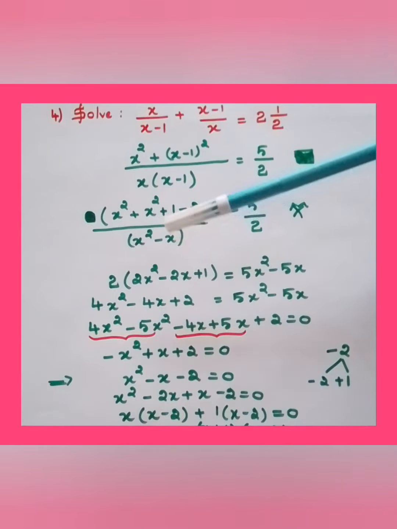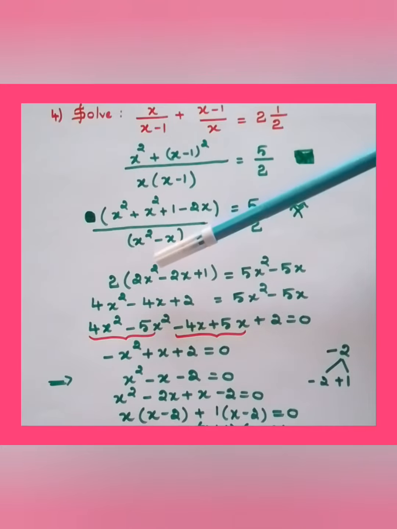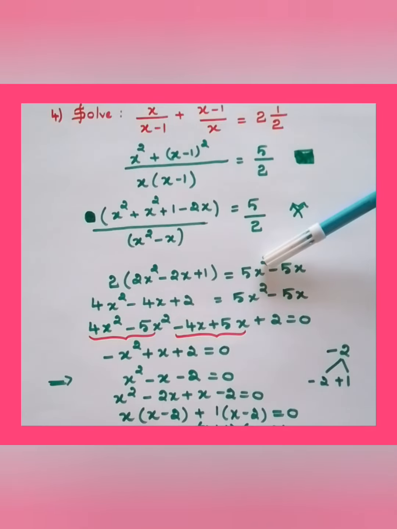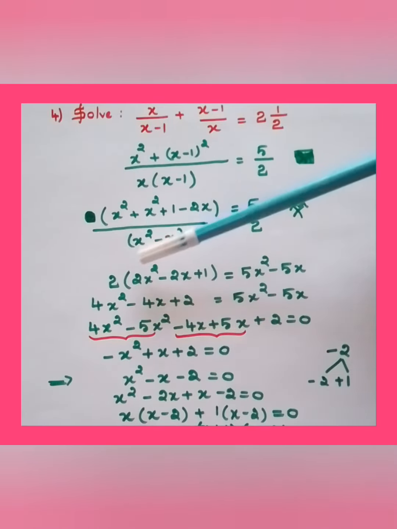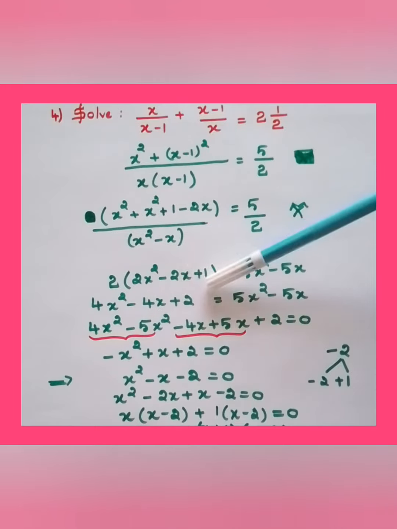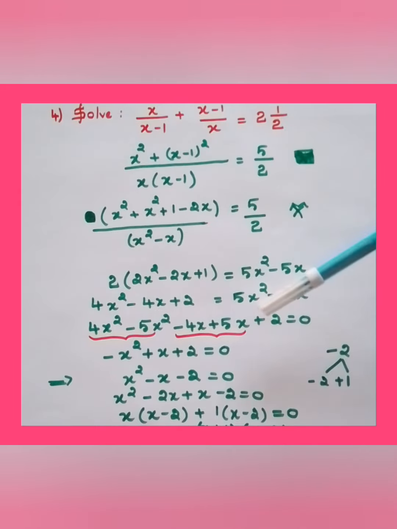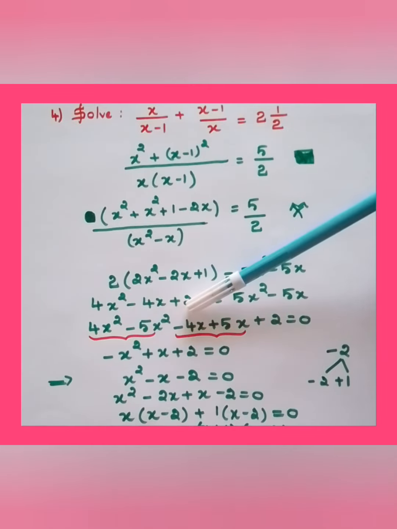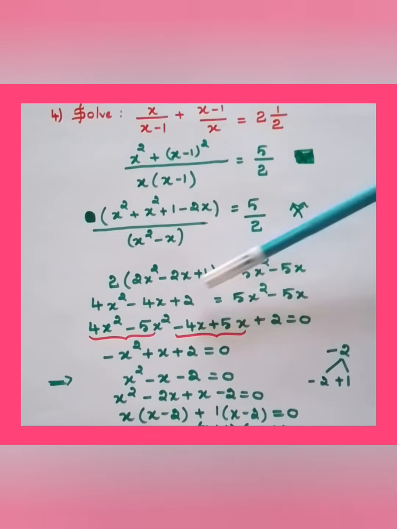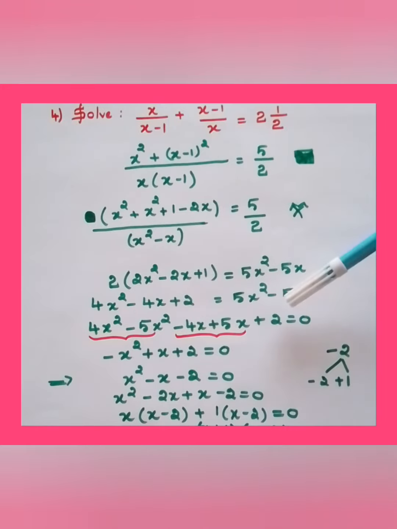And then if anything is to be cancelled, you can cancel it. If nothing is to be cancelled, then you can take the term and multiply inside. 2 into this full term, we get this. Then whatever is on the right hand side, shift to the left hand side, and then you can group them. While writing, I am grouping as x square, x and the constant term.